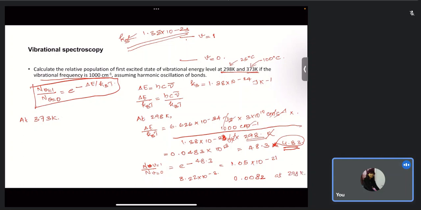For 373 Kelvin we can do the same calculation just by substituting. So in this case, delta E by kBT is equal to 6.626 into 10 to the power minus 34 into 3 into 10 to the power 10 into, so this 1000 I can write as 10 to the power 3, divided by 1.38 into 10 to the power minus 23 into 373.